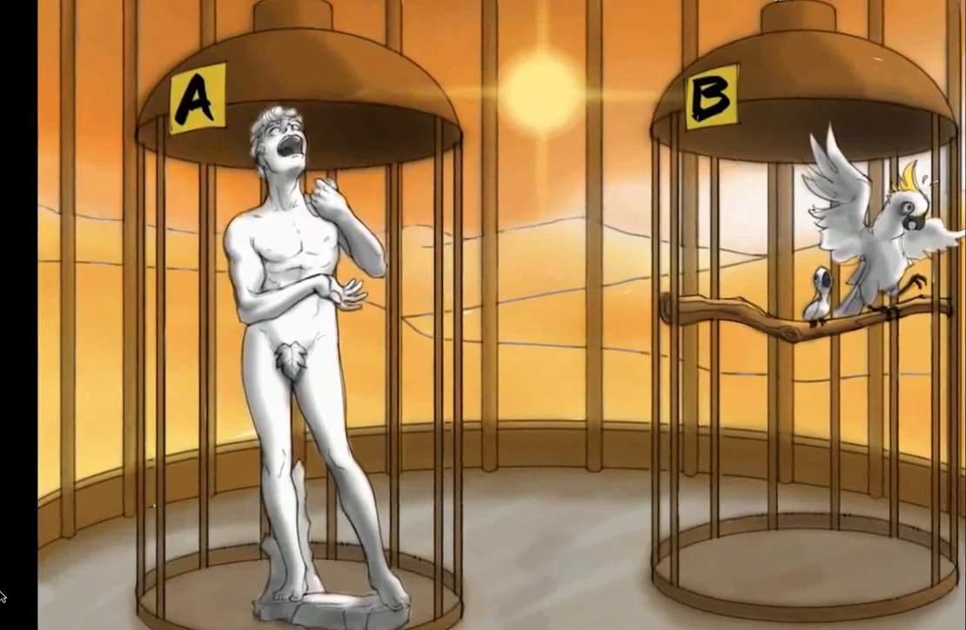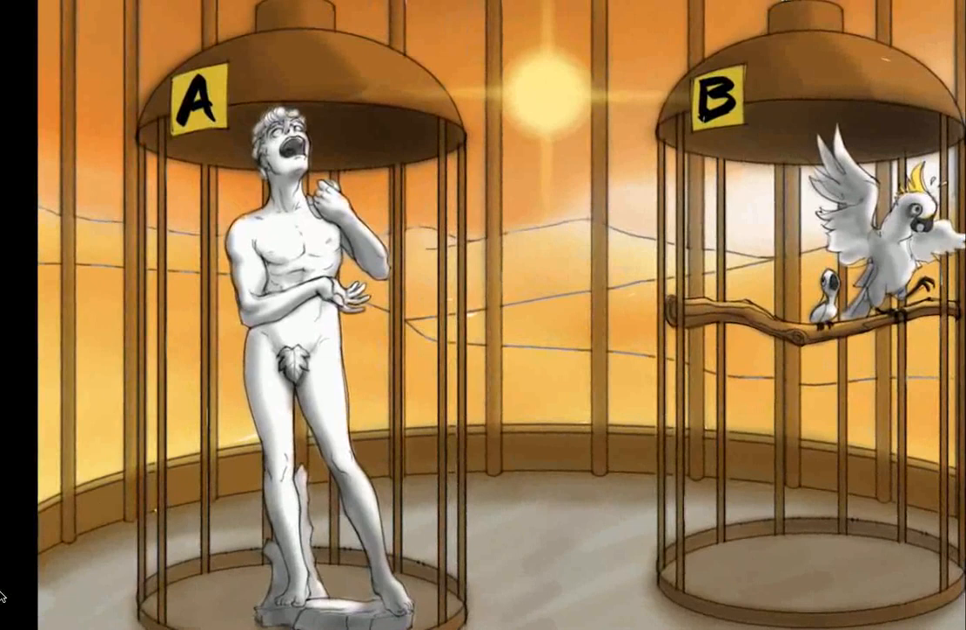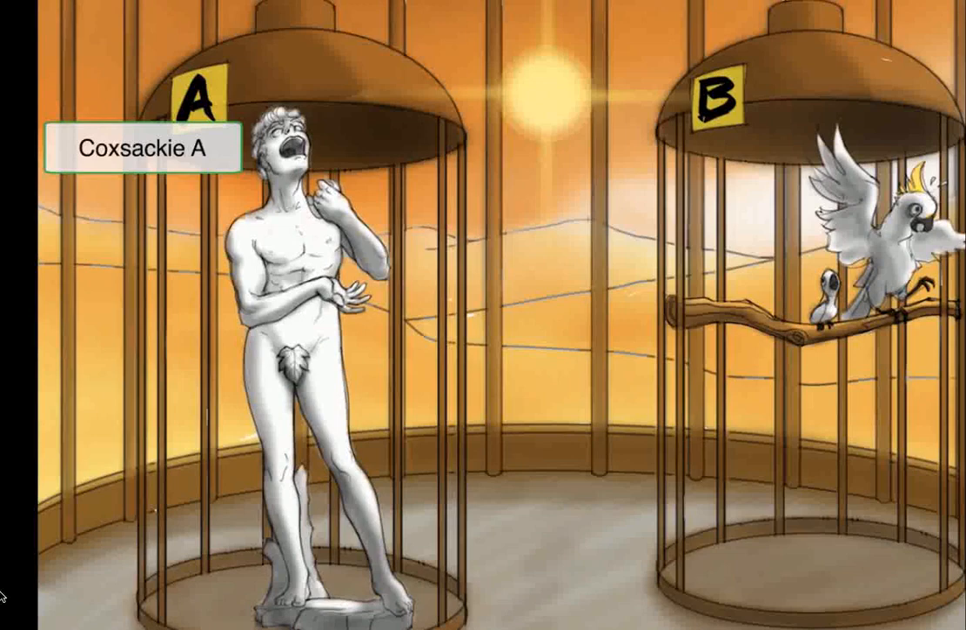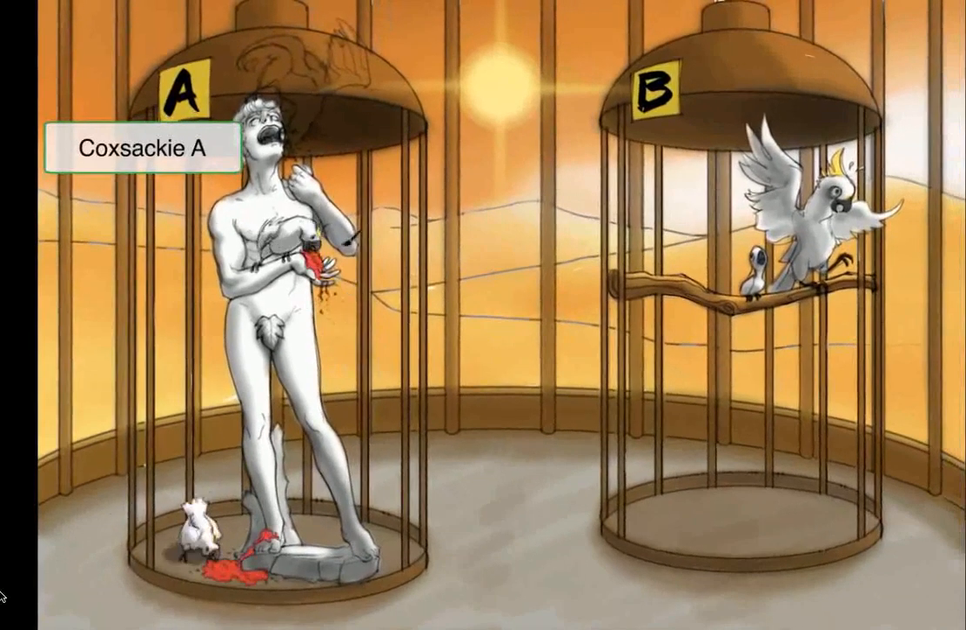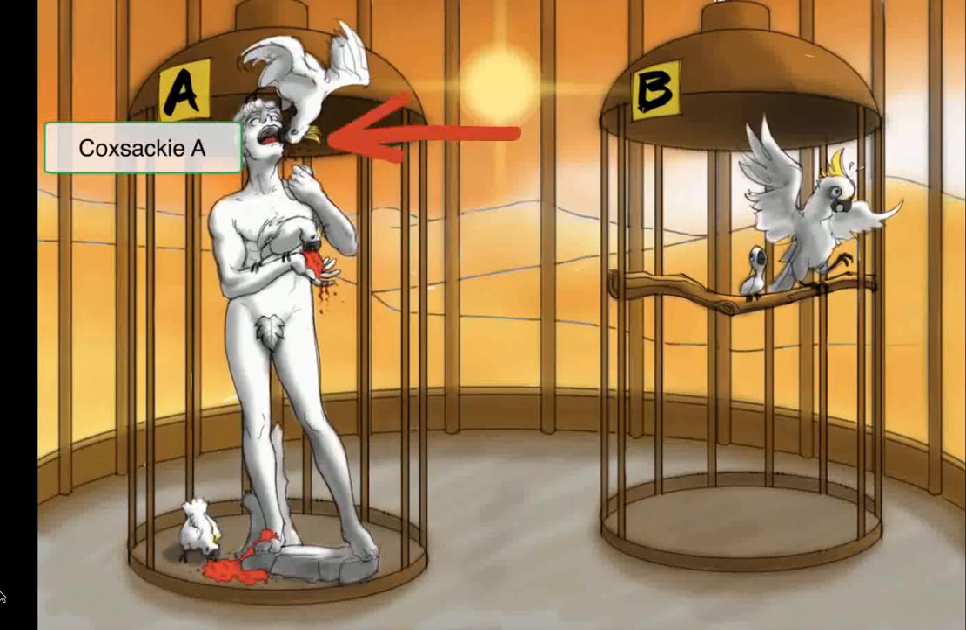So for now, let's focus on cage A. In cage A, which is for Coxsackie, we have our friend David, and we'll use him to represent the most important clinical feature. We'll add some red birdseed to the statue and have cockatoos pecking away at him. Notice his mouth is wide open and there's a bird pecking at his mouth. His hand is outstretched with another bird eating out of his hand. And if you look at his feet, there's a ton of birdseed and some bird pecking away at that too.